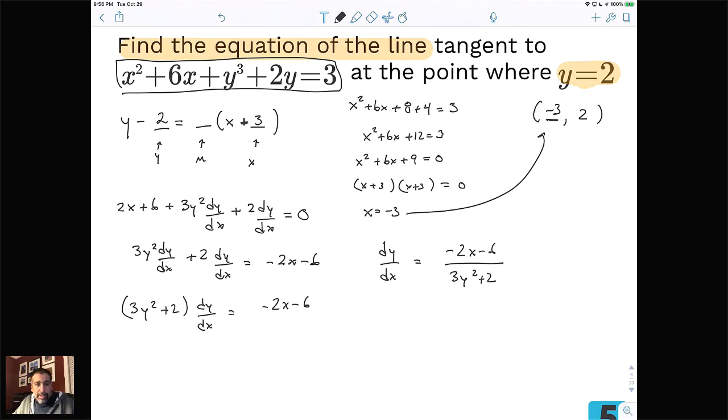Hope that makes sense for everybody so far. The question that we need is to find the slope, but the slope is at a specific point. So we want to take this derivative and we want to evaluate it when x is equal to negative 3 and when y is equal to positive 2. So what we've got to do for this is plug in the x value of negative 3. So it's going to be negative 2 times negative 3 minus 6 on the top. And then on the bottom, we're going to put in 2 for the y. So it's going to be 3 times 2 squared plus 2.